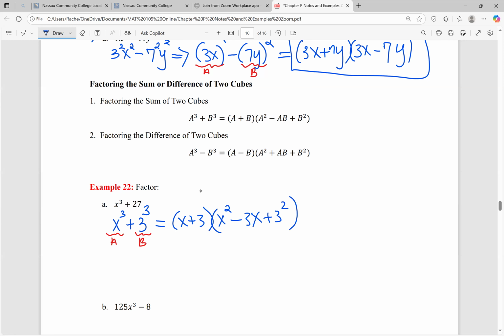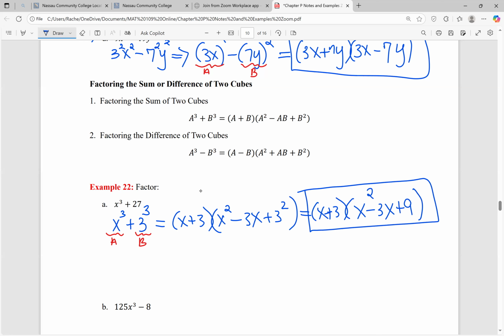And we could simplify this, right? Because 3 squared is 9. So I could rewrite this as x plus 3 times x squared minus 3x plus 9. And that would be my factored form. So x to the third plus 27 can be rewritten as x plus 3 times x squared minus 3x plus 9.